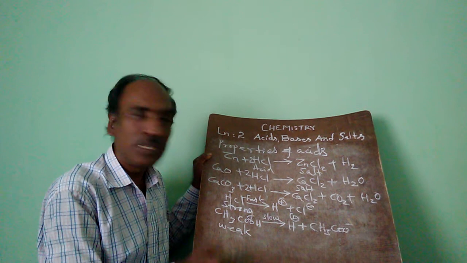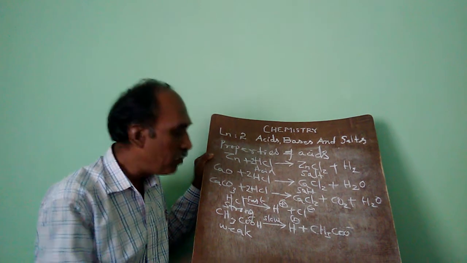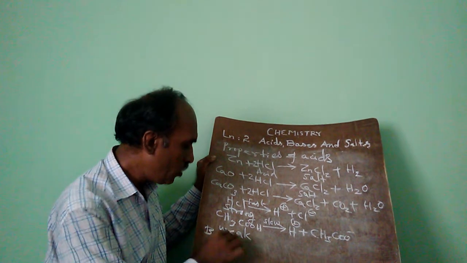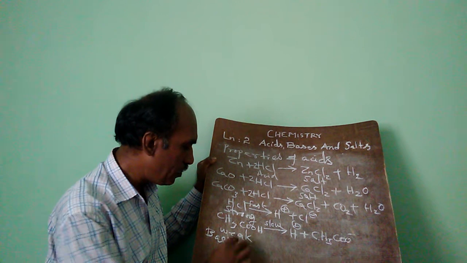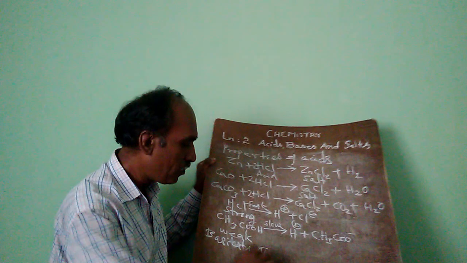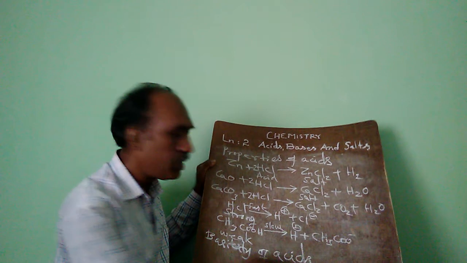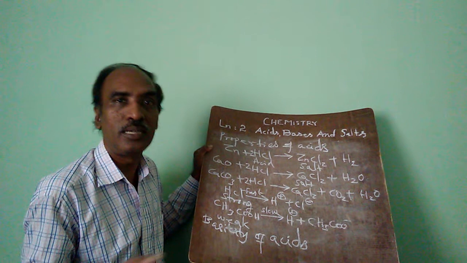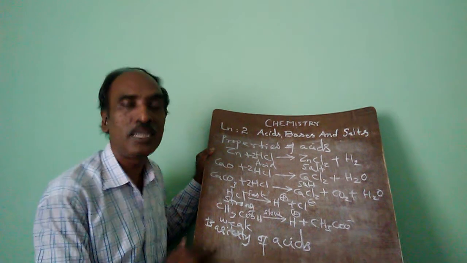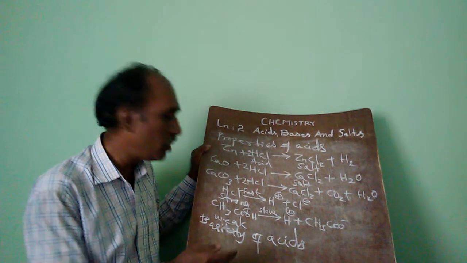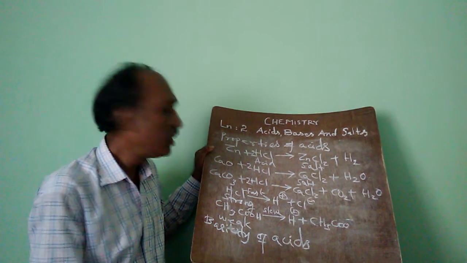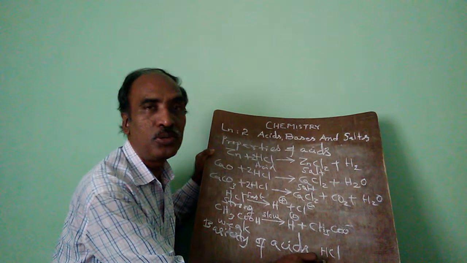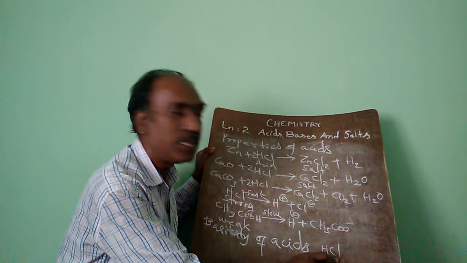Further, there is one more concept called the basicity of acids. Basicity of acids means the number of replaceable hydrogen ions in the acid. Very simple concept only. Suppose I have HCl, here one H is there, so the basicity of hydrochloric acid is 1.